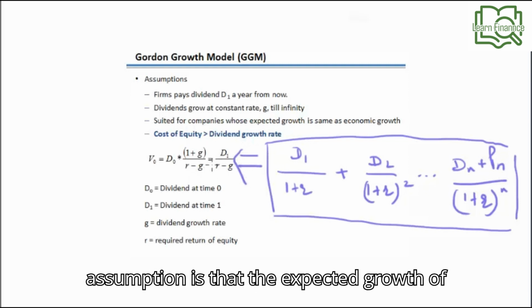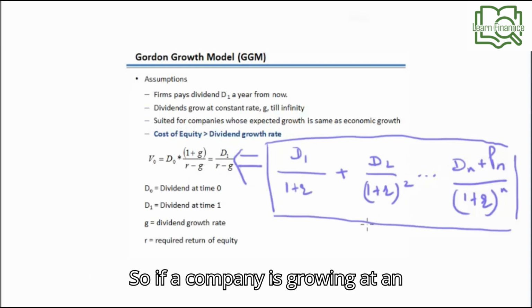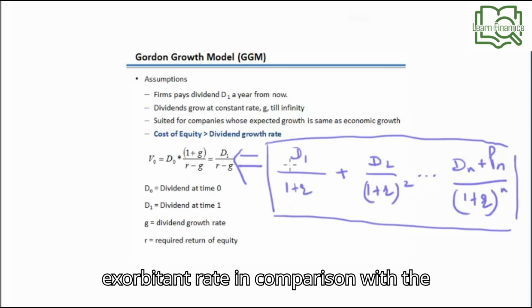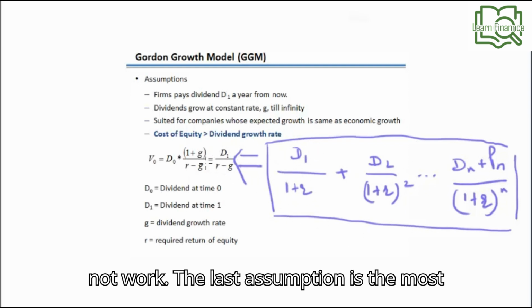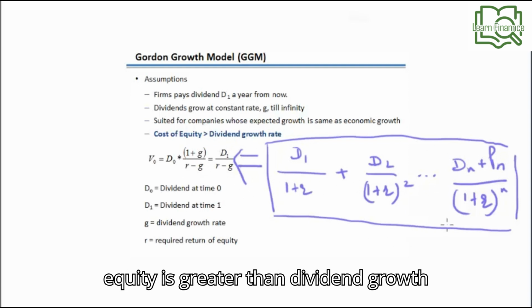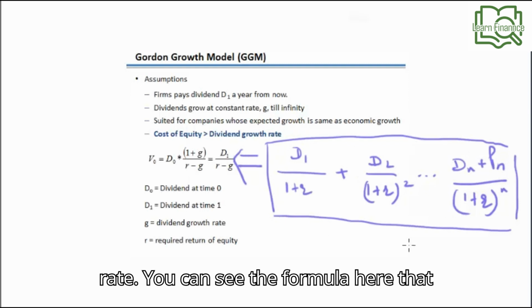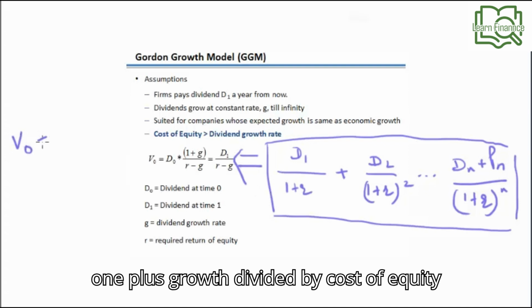The other assumption is that the expected growth of a company is similar to economic growth. So if a company is growing at an exorbitant rate in comparison with the economy, then the Gordon growth model will not work. The last assumption is the most critical one: the cost of equity is greater than the dividend growth rate. You can see the formula here: value is equal to dividend multiplied by 1 plus growth, divided by cost of equity minus growth.